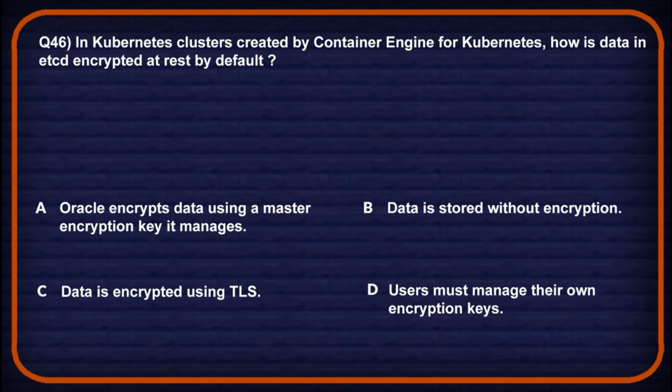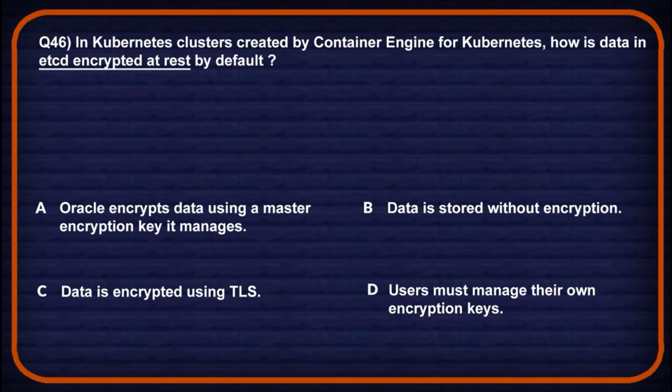Okay, let's look into question number 46. In Kubernetes clusters created by Container Engine for Kubernetes, how is the data in etcd encrypted at rest by default? Okay, let's look into the options. Oracle encrypts data using the master encryption key in its managers. By default, Oracle encrypts etcd data at rest using a master encryption key in its managers. So option A looks like a good answer.